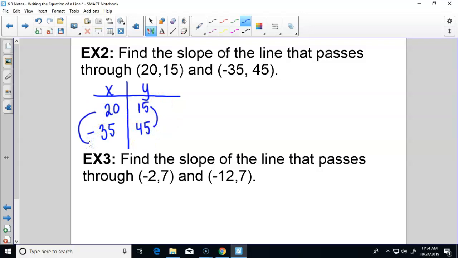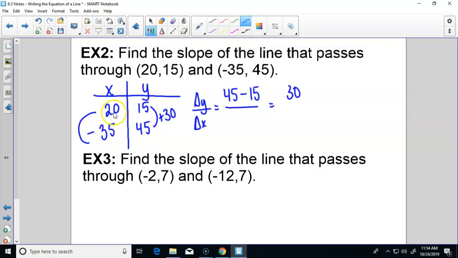Sometimes when you have a little bit larger numbers, the difference is a little harder to see. So to find that difference, I've been telling you that you would do 45 minus 15 to find that change in y. So you take the bottom, you subtract the top. And that would give you positive 30. So that goes up 30. That one's probably pretty easy to see just by looking at it.